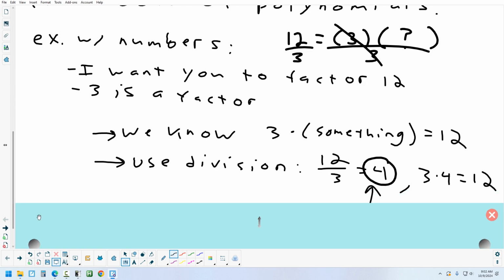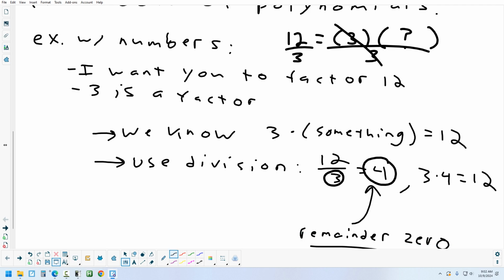And I want you to think about what just happened here. I told you that 3 was a factor, and you divided it into 12. When you do long division, what's the remainder when you divide 3 into 12? 0. Okay. So anytime that you divide something into something else, if it is a factor, it will go in evenly. Okay? You will not get a remainder.